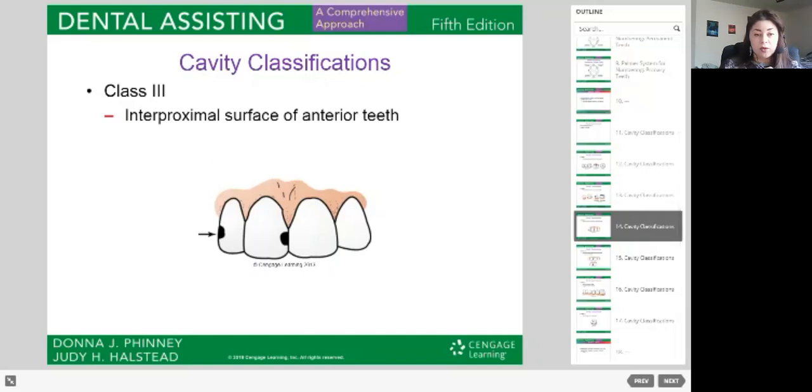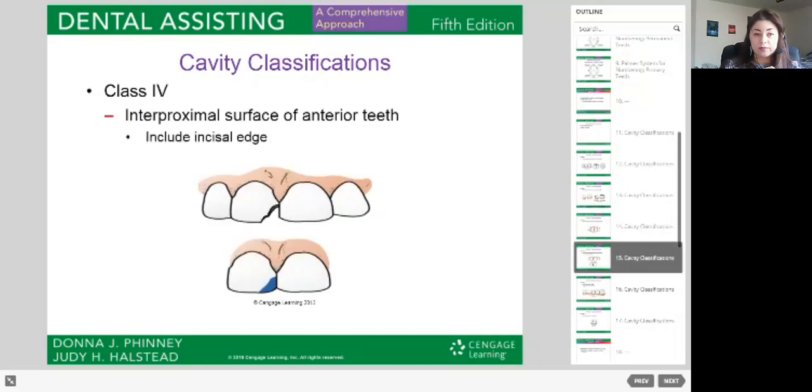So this is only the interproximal surfaces. Okay, this is class 4. These are interproximal surfaces on the anterior teeth, but it includes the incisal edge. So this would mean there's decay on the incisal edge in addition, or maybe a fracture, or as you can see here, this tooth is broken. So class 4. Now, if you aren't familiar with Roman numerals, if the 1 comes in the front, then you subtract it from whatever number this is. So 5 minus 1, it's class 4.